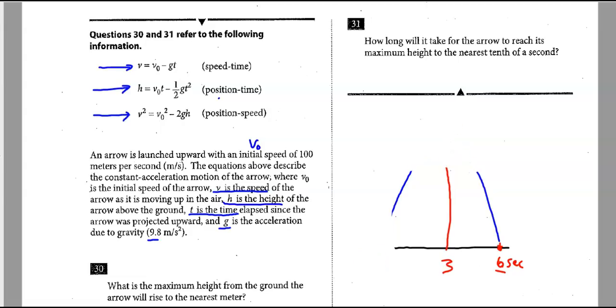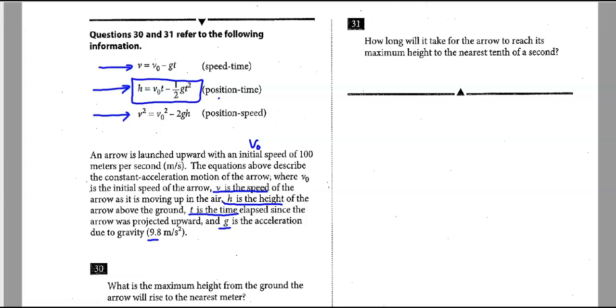So let's actually get into it and let's kind of see what's going on. So I'm going to use this equation up top, the height equation, because they want to know the maximum height. So H equals our V sub 0, or V naught, there is 100. That's the initial velocity. We don't know T right now. And we have minus 1/2 G, they told me, gravity is 9.8.